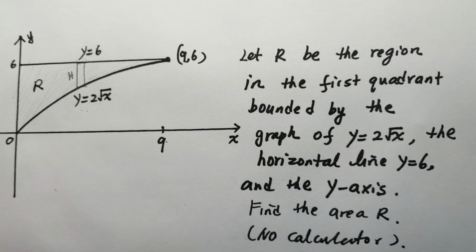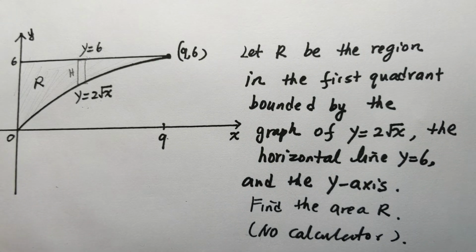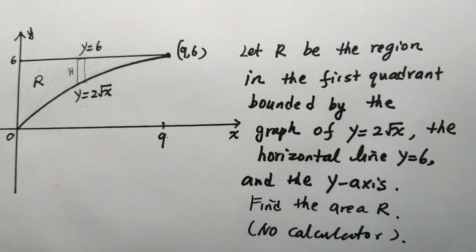Question number 2. So we have to find the area of R. It says let R be the region in the first quadrant bounded by the graph y equals 2 square root x, the horizontal line y equals 6, and the y-axis. Find the area R.